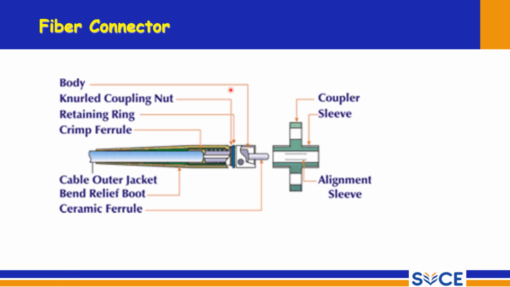So here you can see this is the body, the knurled nut. It is the nut for fixing the two components here, and we have a retaining ring and crimp ferrule, and this is the cable outlet jacket and bend relief boot, and we have the ceramic ferrule. So this is a ceramic ferrule, and this is the coupler sleeve, alignment sleeve. So these are the fiber connector components and fiber connector structure.